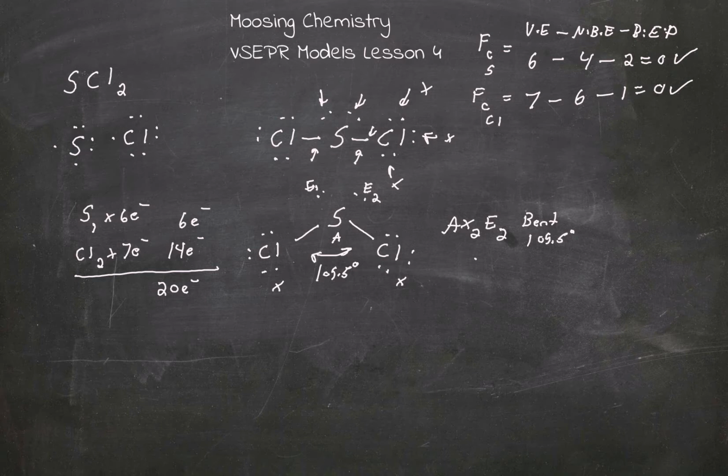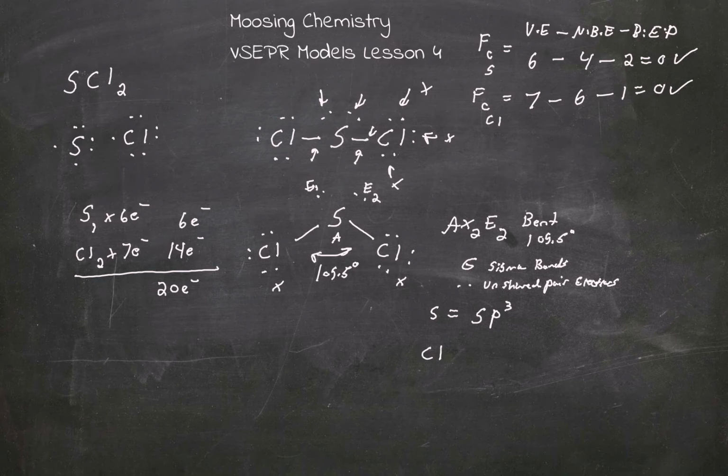Now remember that sigma bonds and unshared pair electrons count. So S has 2 unshared pairs and has 2 sigma bonds. So that's 1, 2, 3, 4. That would give us sp3 for our hybridization for sulfur. Sulfur has a hybridized orbital, sp3.